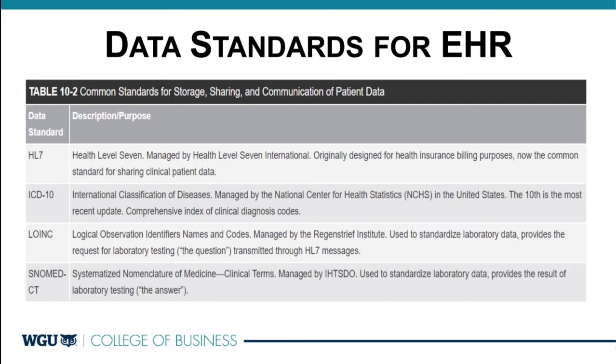Okay, LOINC codes. Logical observation identifiers, names, and codes. This is specific for laboratory data, right? It provides the request for laboratory testing transmitted through the HL7 messages. So we see the LOINC codes are used in conjunction with the HL7, but the LOINC codes are specific to laboratory data, okay?